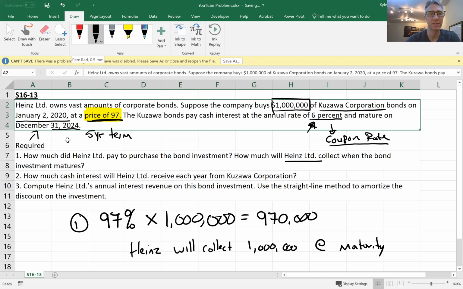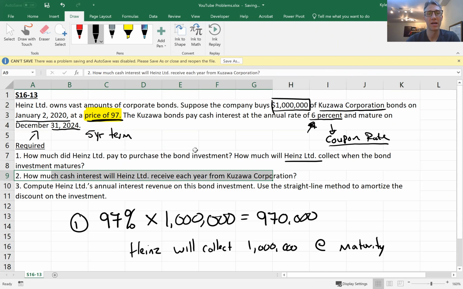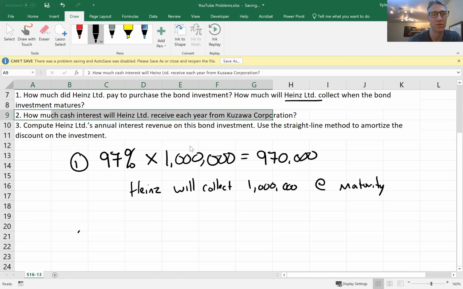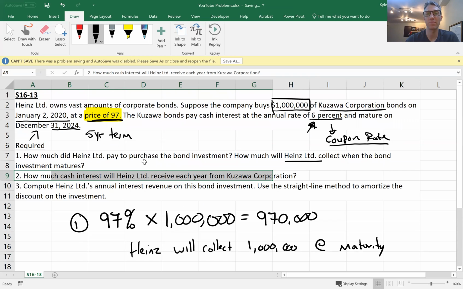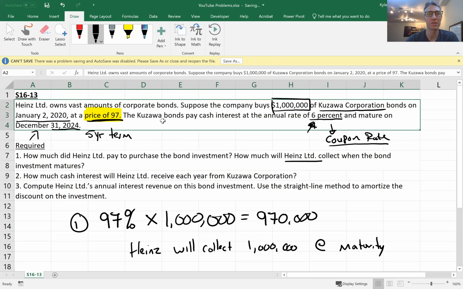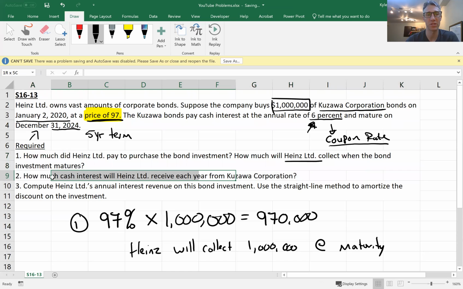Requirement number 2, let's see, how much cash interest will Heinz receive each year from Kuzawa Corporation? The interest payment is always dictated by what is stated in the bond contract. What is stated in the bond contract is the face value, the interest rate, and presumably bonds are typically paid interest on a semi-annual basis. The bond pays cash at the annual rate of 6%, and it's asking us for how much each year. It's not asking us for the semi-annual payment. It's asking us for the annual payment of interest.